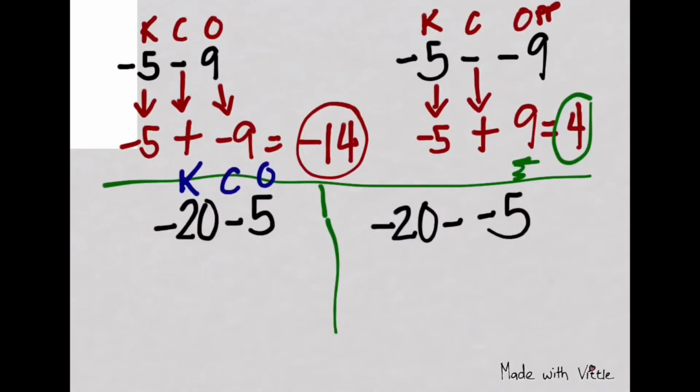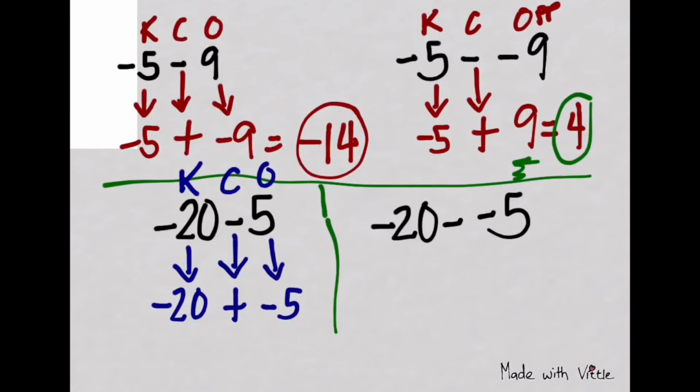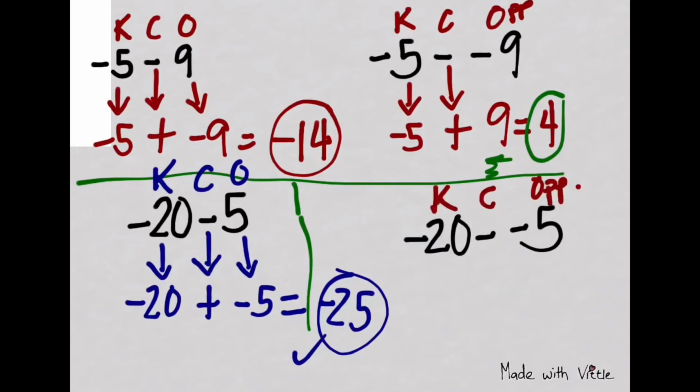Let's have last 2 examples, and then I'm going to let you work on your own. Negative 20 minus 5. So we KCO. Keep the first number the way it is, negative 20. That subtraction will become addition. That positive 5 will become negative 5. Now, they are the same signs, so we have to add them up. And negative 20 plus negative 5 is negative 25. Okay? Now, let's do the last one.